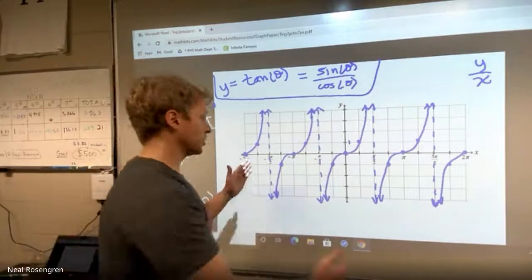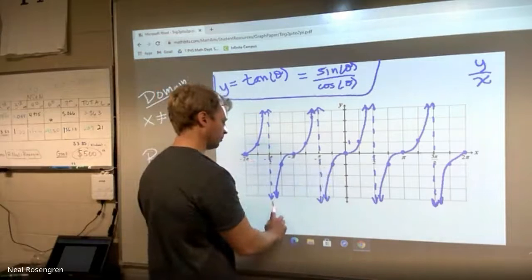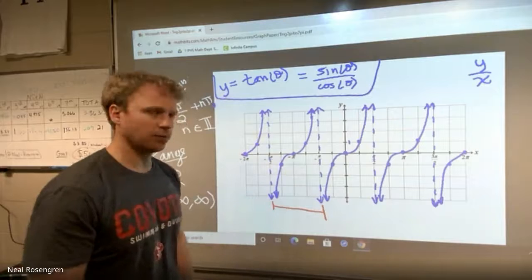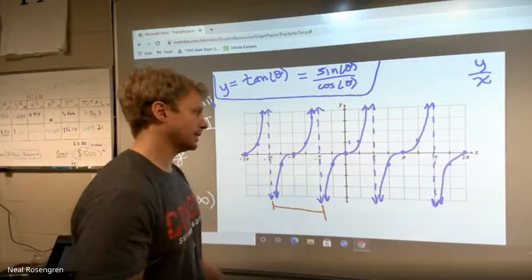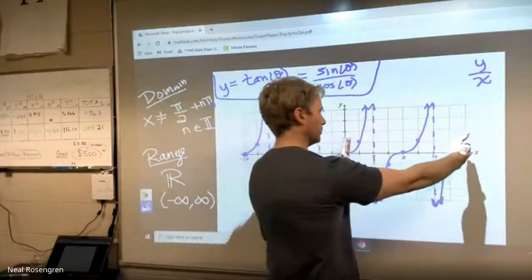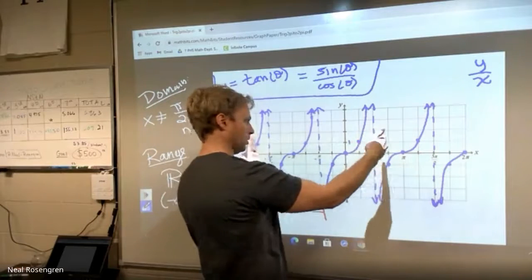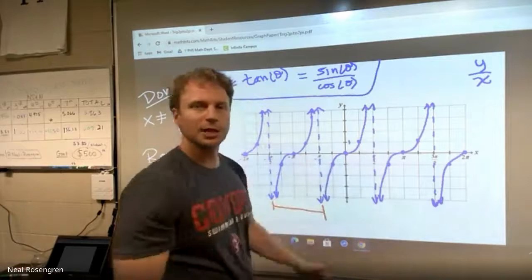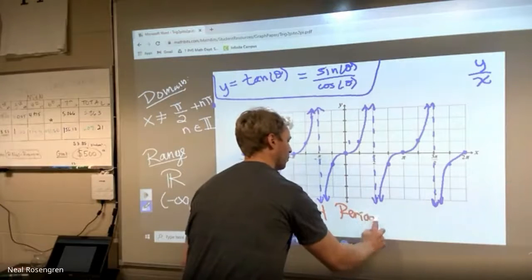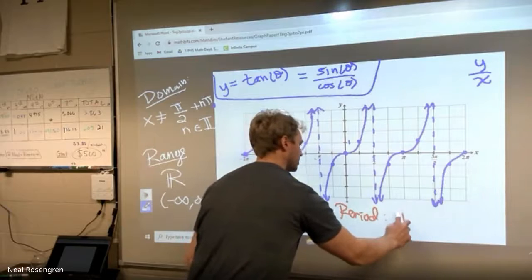But we've also got a different looking period, right? How long it takes to get through one full cycle doesn't take me all of 2 pi. It actually takes me only half of that. The period for tangent is just pi.